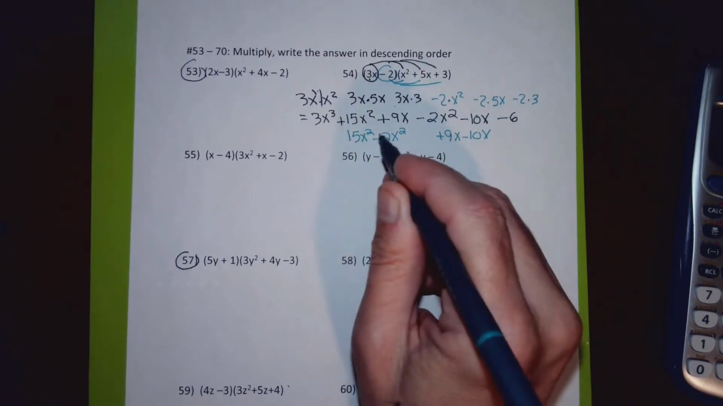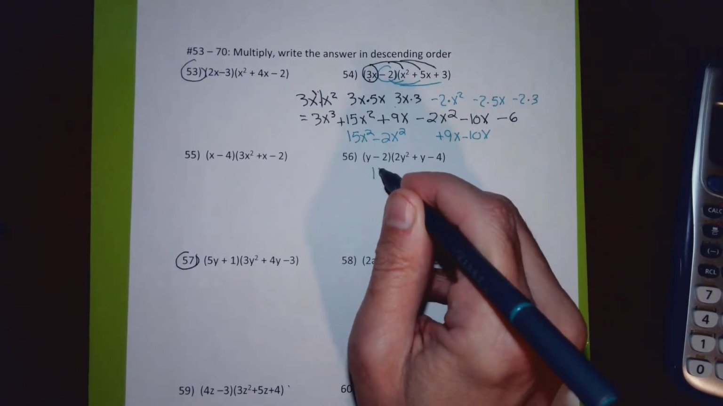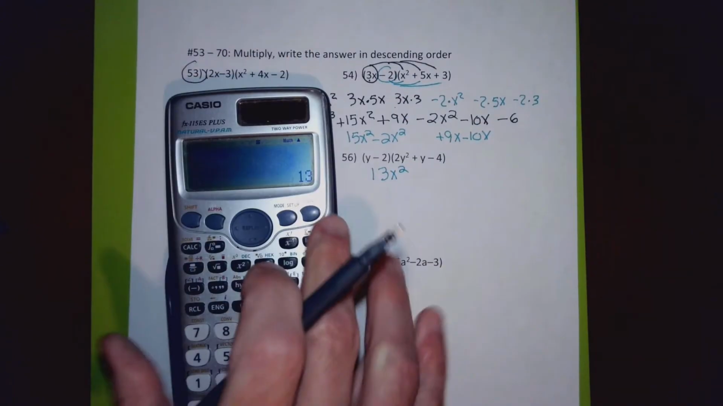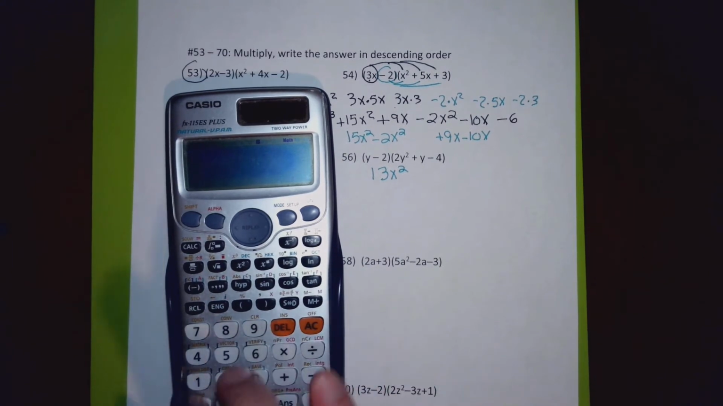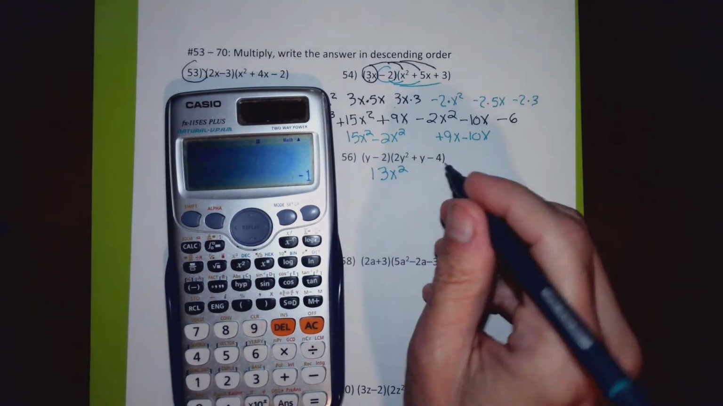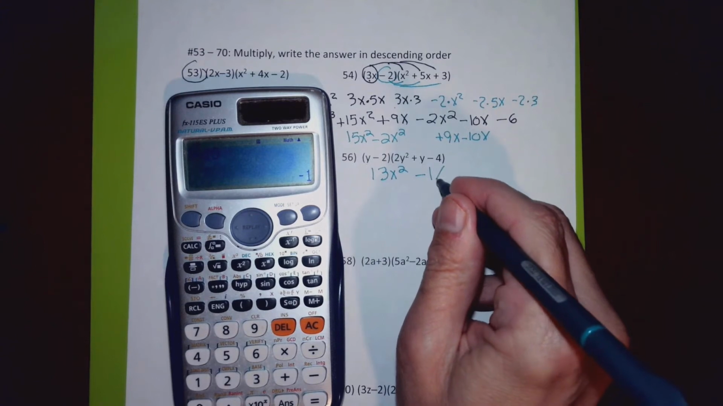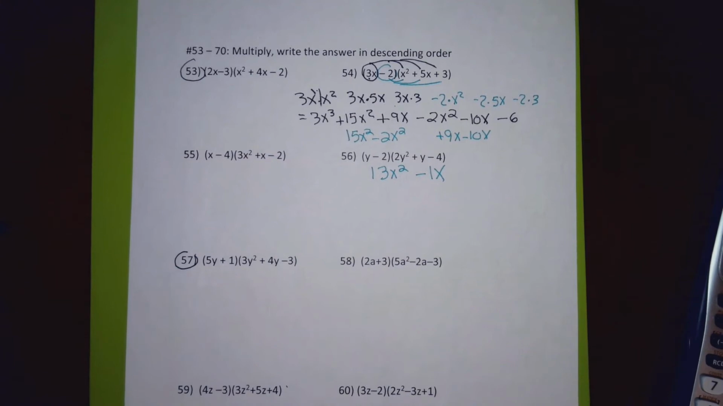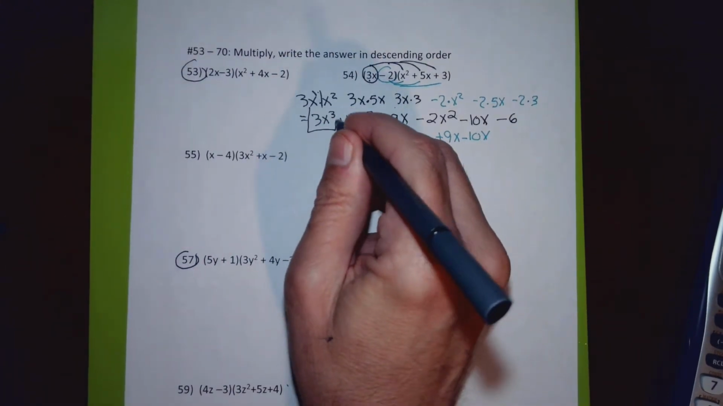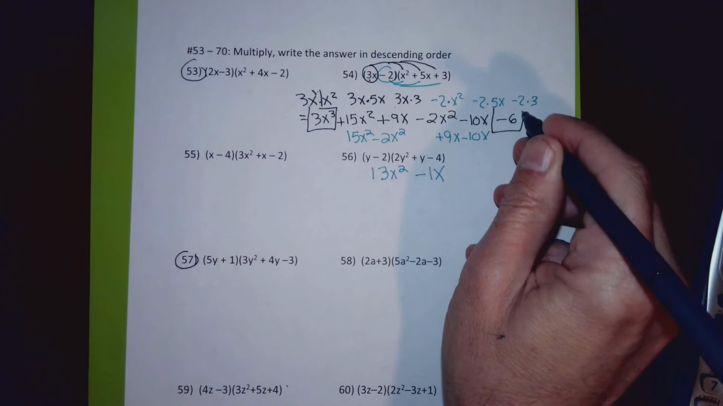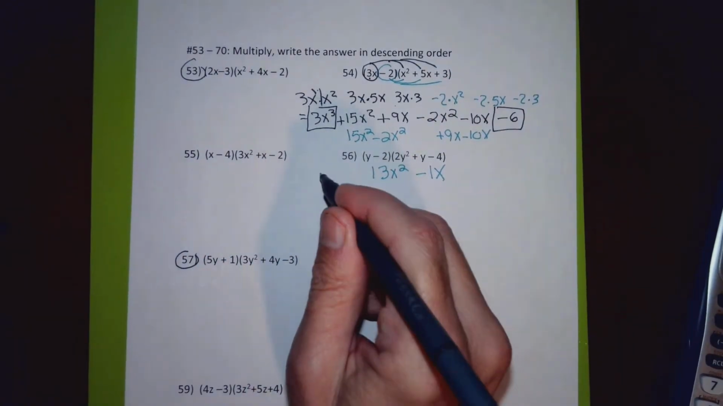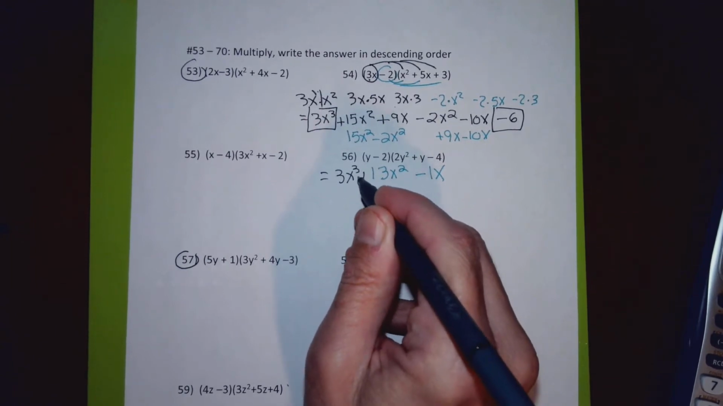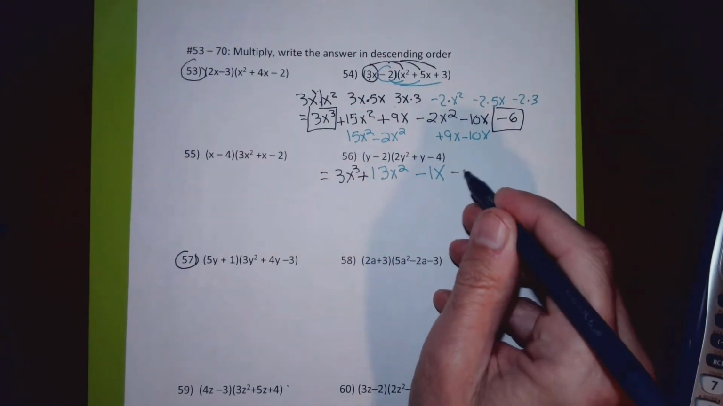The 15x squared minus 2x squared, that's easy because 15 minus 2 is just 13. That's going to be 13x squared. The 9x minus 10x is going to give me negative 1x. So in my answer, I'm going to have 4 terms, the 3x cubed and the minus 6 that were multiplications that didn't have any other terms like them to combine with, the positive 13x squared, the minus 1x as well.